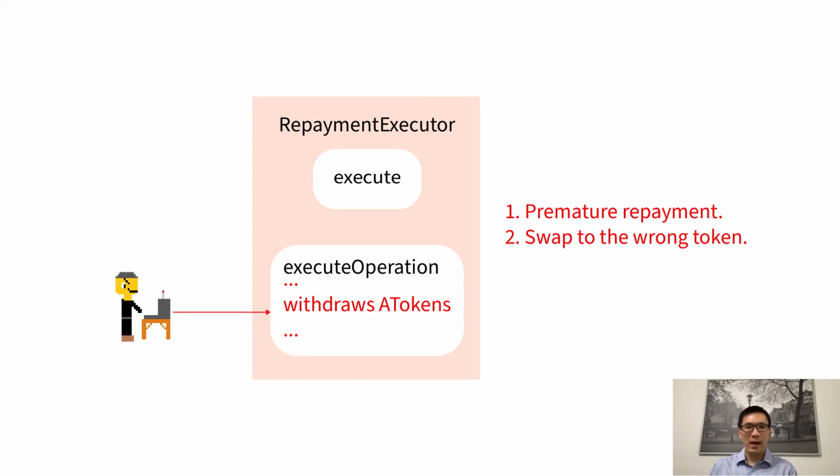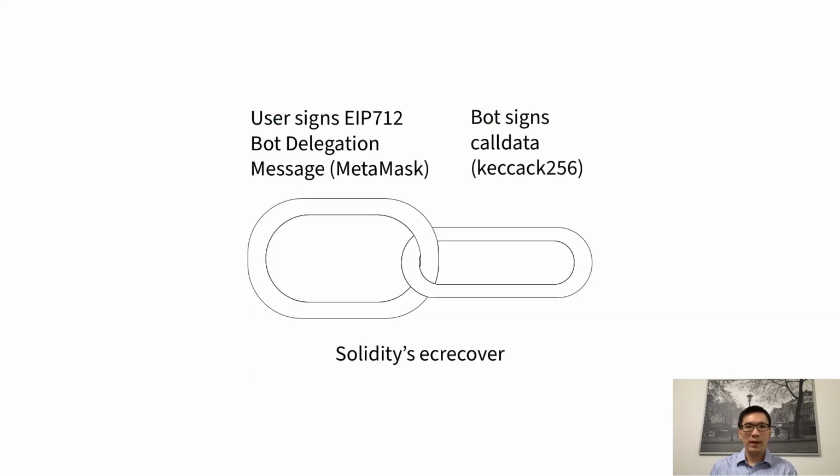To prevent this from happening, we use signature verification based on Solidity's ECRecover. The first signature establishes the trust between the user and the bot. The second signature establishes the authenticity of the call data using the bot's signature.